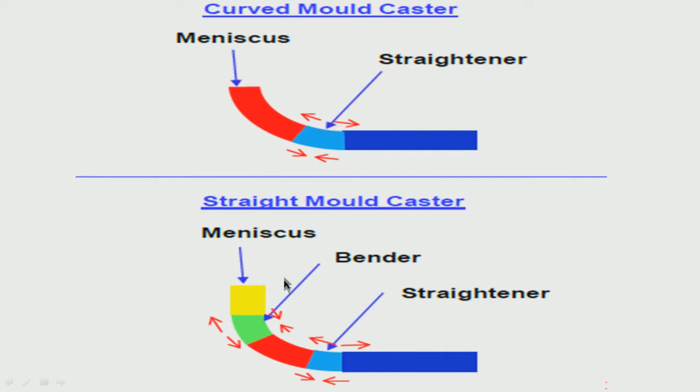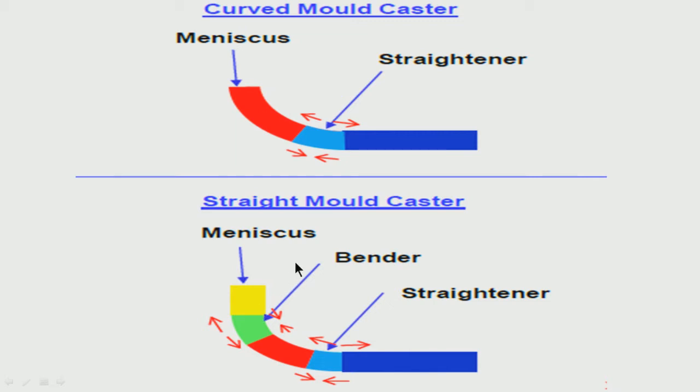During bending some stresses, again during straightening some stresses. But this is for a vertical mold. For a curved mold there is only straightening, because no bending is necessary. Already, because of its curvature, the shell is getting bent when it is coming out of the mold. So only straightening of the strand is necessary. So the amount of stress generation is relatively less for a curved mold compared to a vertical mold.